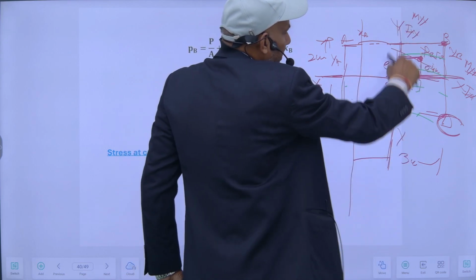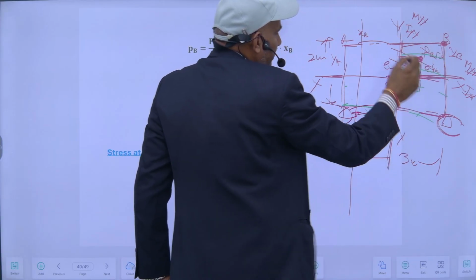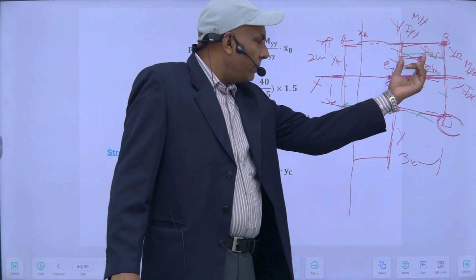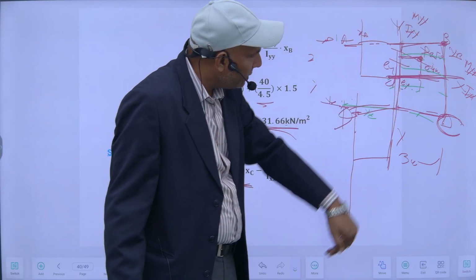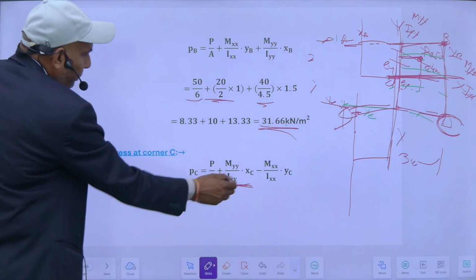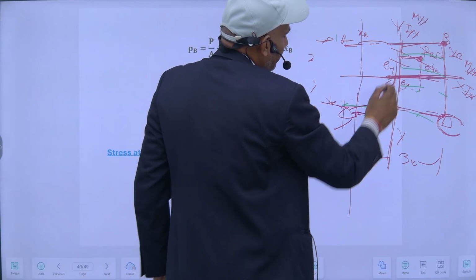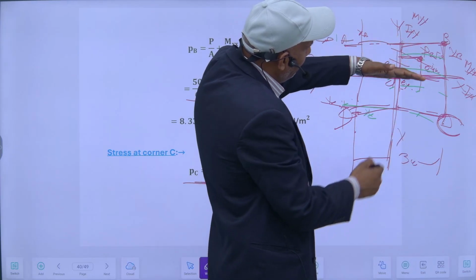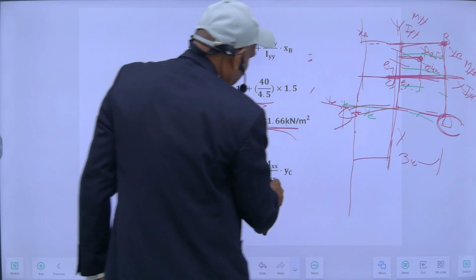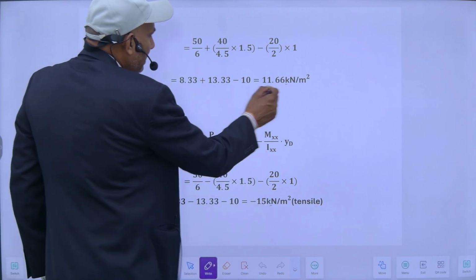compression will be on this right portion. On this much portion there will be compression, so obviously compression will be there. So this load into this distance is the moment, divided by the moment of inertia about the y-axis into this distance from the neutral axis. It will be compressive here, and if I see this x-axis, it will create compression on the upper half and tensile on the lower half, so its effect will be minus. After putting the corresponding values, I will get this one.